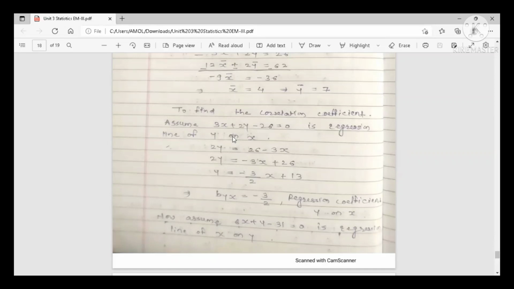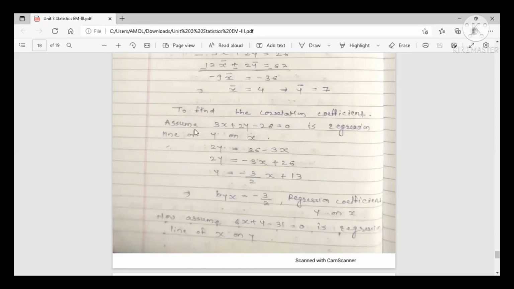Now your question will be, why are we assuming the first equation as the regression line of y on x? The answer is that you can assume any equation as the regression line of y on x and the other as x on y. But in the final answer, when we calculate the coefficient of correlation, that answer must be less than 1, because we know that the value of the coefficient of correlation is always at most 1. If you get it greater than 1, then your assumption is wrong and you interchange the equations. That is the solution.